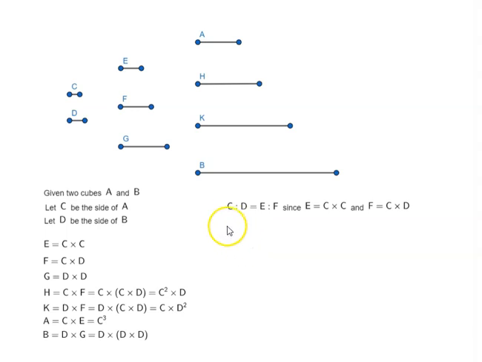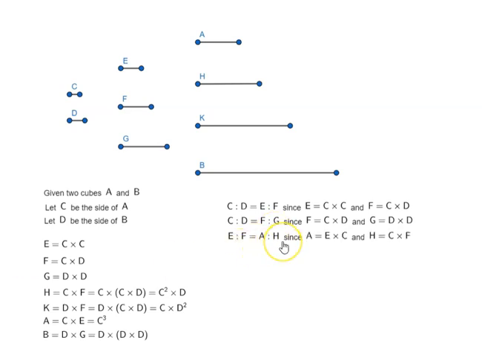Let's start building the ratios. C is to D is equal to E is to F. How? Because C measures E C times, and D measures F C times. So same number of times. So C is to D equal to E is to F. Then C is to D is equal to F is to G. How? Because C measures F D number of times, and D measures G D number of times. So we can say C is to D equal to F is to G.